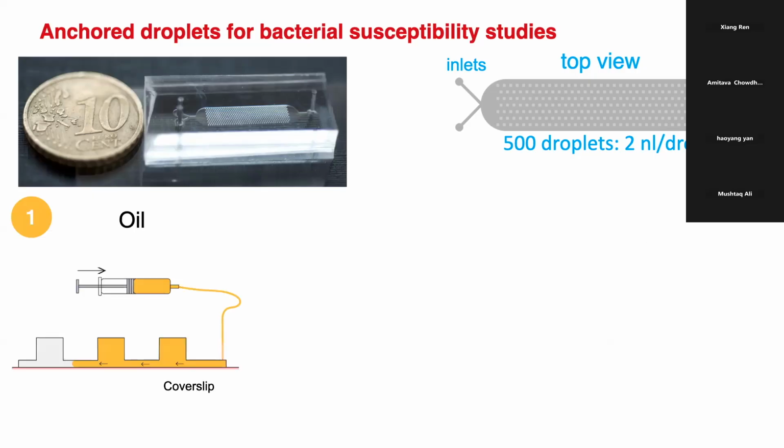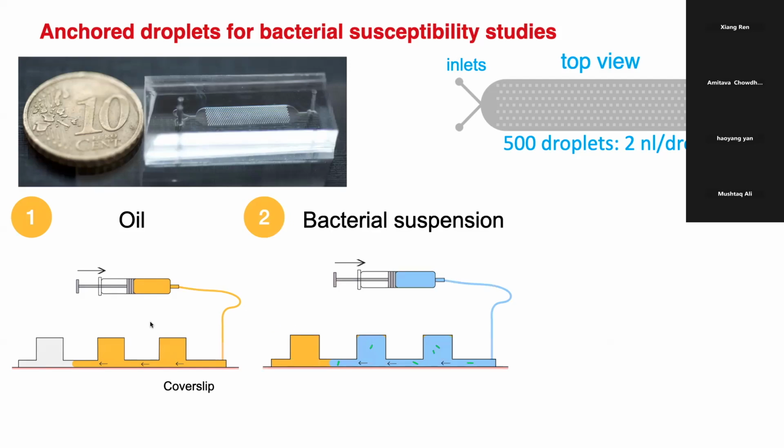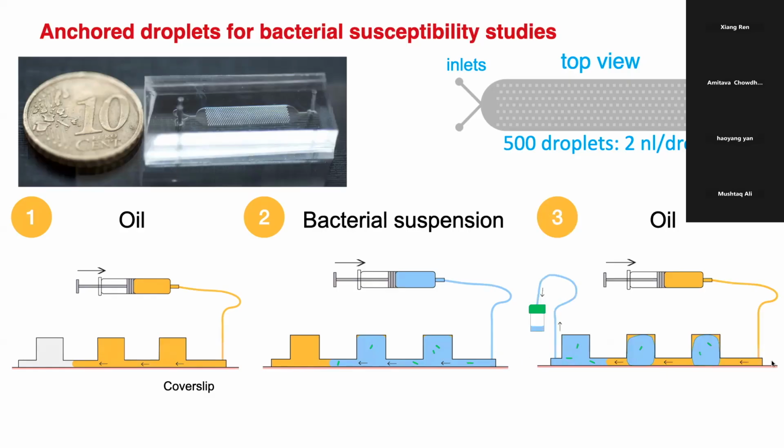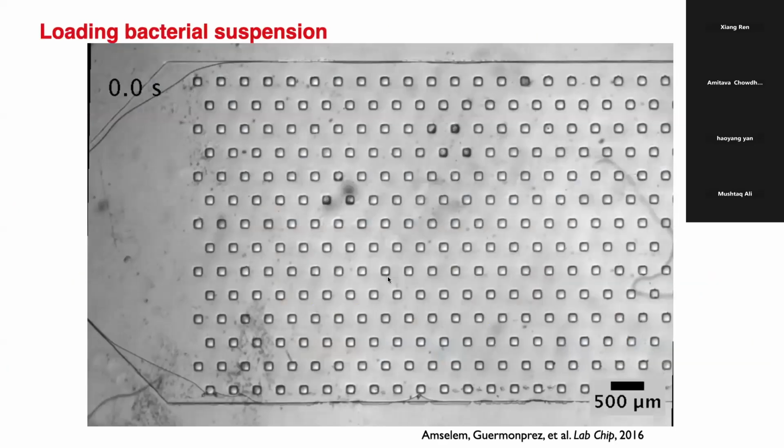The way we do these experiments is that we start by filling the complete chip with oil. And then once it's full of oil, we fill it with an aqueous solution that contains the bacterial suspension. And then we bring the oil again, and by doing so, we break the little aqueous droplets inside each one of these little pockets. So here is a movie that shows you this, done by Gabriel Amsalem. These are the little anchors, the little squares. You can see here the interface between the water and the oil. This is the second step: we have filled it with oil, and we have filled it with the aqueous suspension.